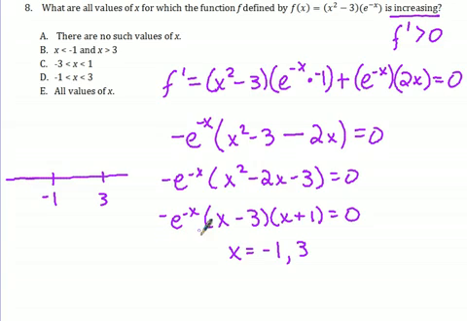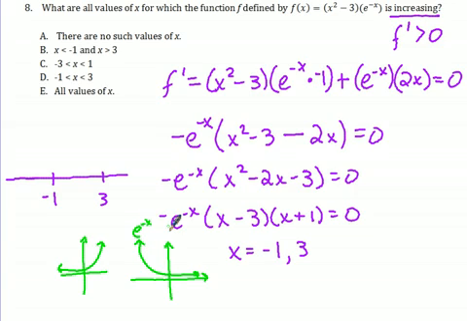Let's think about this for a moment, and maybe one way to think about it would be to imagine what this graph looks like. If I just have e to the negative x, well, let's start out with e to the x. Normal e to the x looks like this. If I do e to the negative x, that's going to reflect the graph over the y-axis. This is e to the negative x.